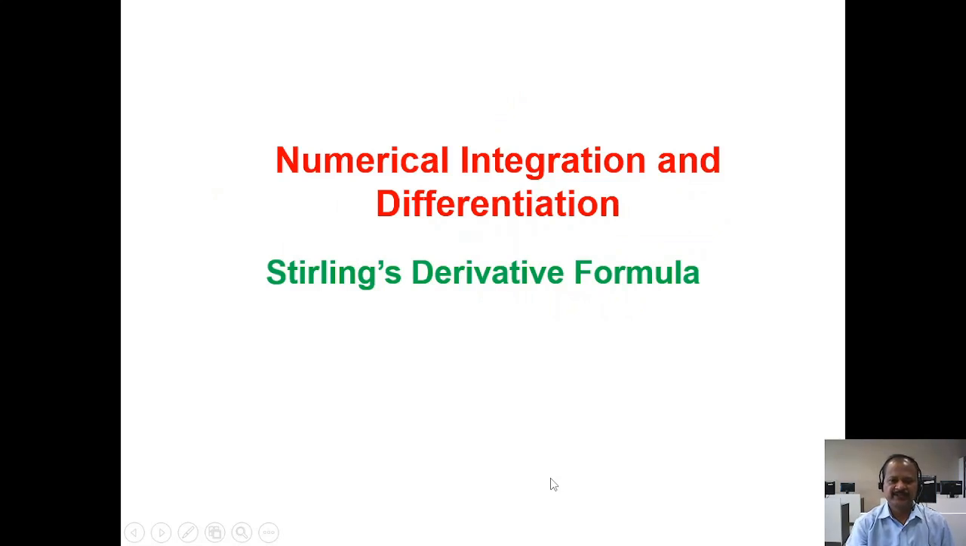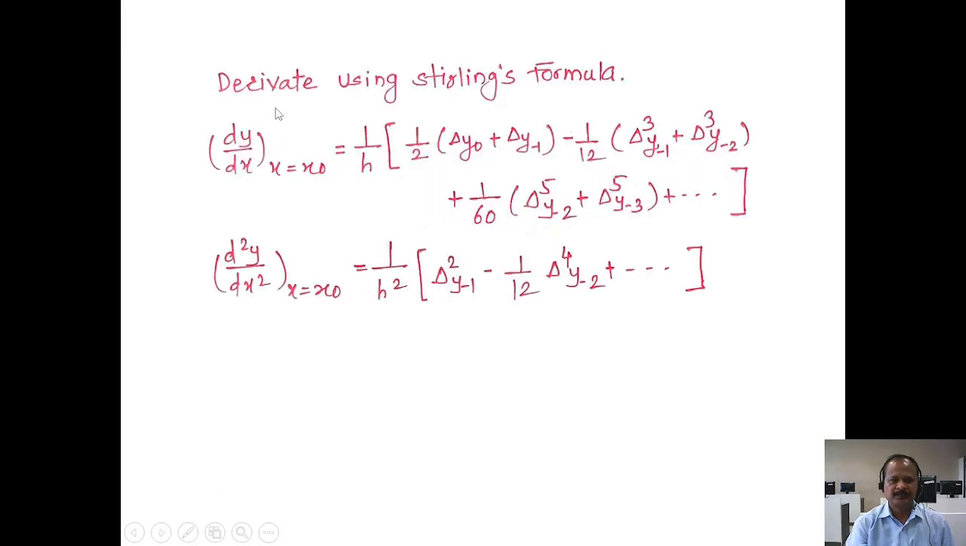Numerical integration and differentiation, Stirling's derivative formula. A derivative using Stirling's formula. So by using Stirling's formula, we can find the first derivative as well as the second derivative.